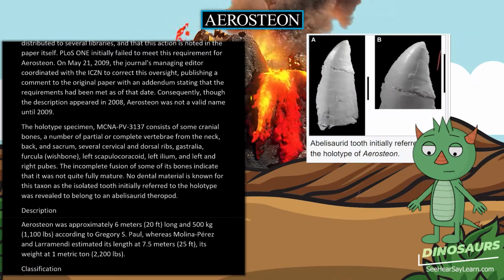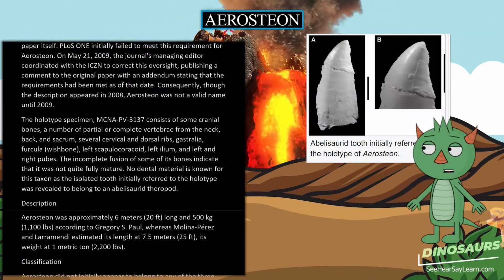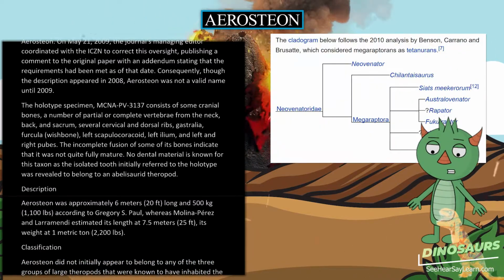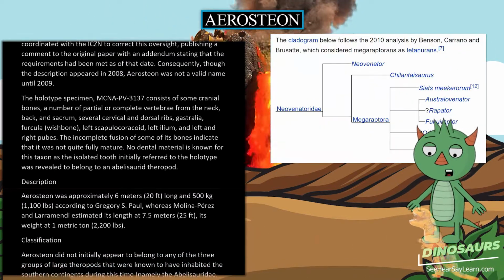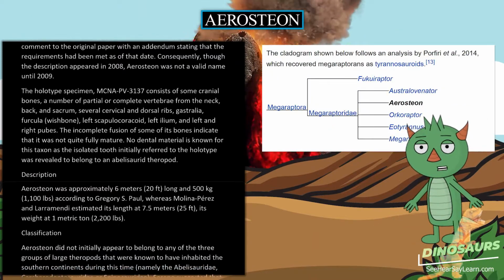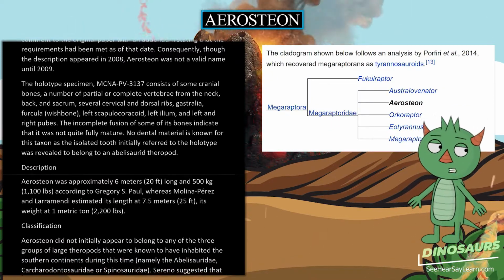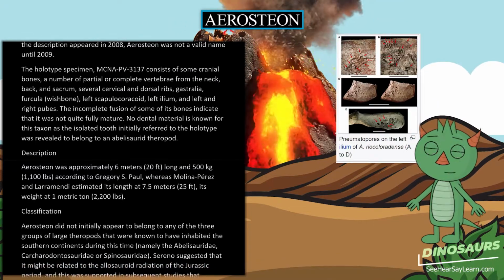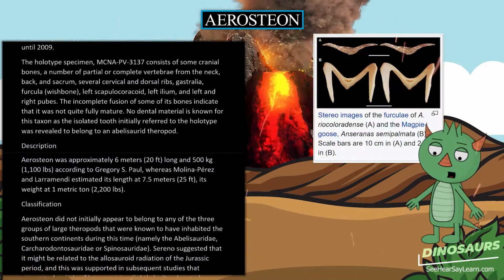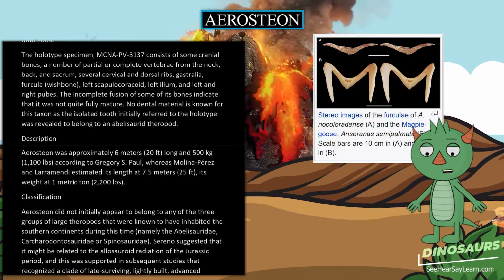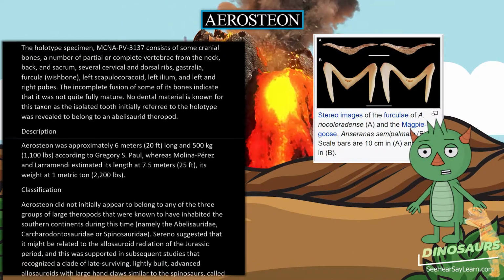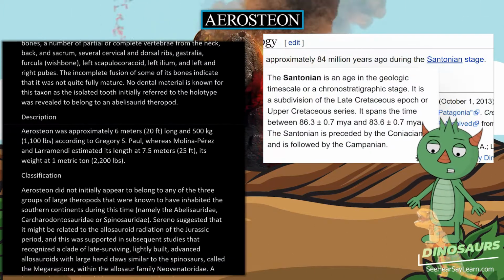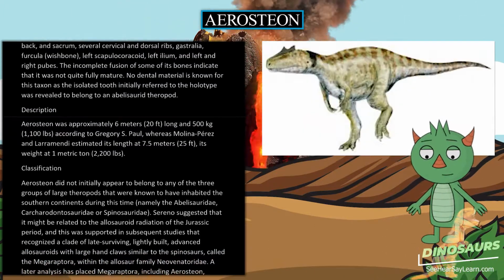The holotype specimen, MCNAPV 3137, consists of some cranial bones, a number of partial or complete vertebrae from the neck, back, and sacrum, several cervical and dorsal ribs, gastralia, furcula (wishbone), left scapulocoracoid, left ilium, and left and right pubes. The incomplete fusion of some of its bones indicates that it was not quite fully mature. No dental material is known for this taxon, as the isolated tooth initially referred to the holotype was revealed to belong to an abelisaurid theropod.